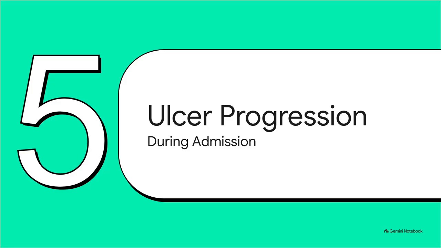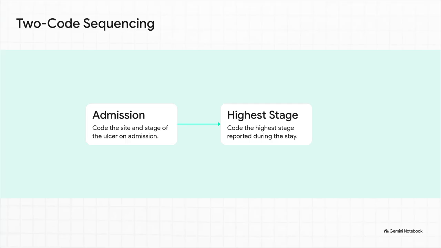Next up, Section 5, Ulcer Progression During Admission. So, the crucial point here is, imagine a patient is admitted, but despite getting great care, their ulcer actually deteriorates during their stay. How do you stack that claim? Well, the guidelines mandate a 2-code sequence. Step 1, or slot 1, is coding the site and stage on admission. Step 2, or slot 2, is coding the highest stage reported during the stay. So if they arrive with a Stage 1 and it progresses into a Stage 3, slot 1 gets the Stage 1 code and slot 2 gets the Stage 3 code. You have to tell the entire story of that clinical progression.